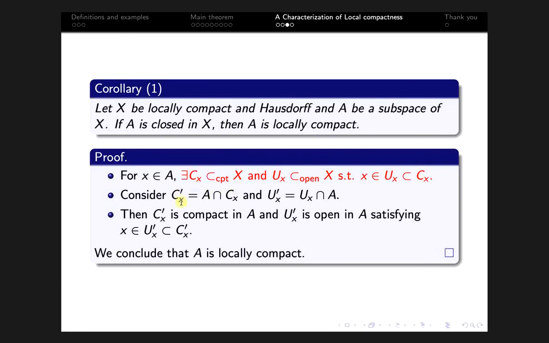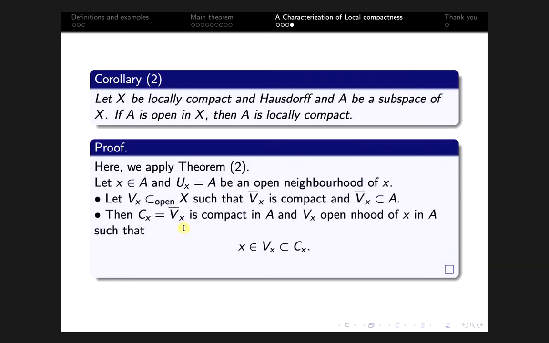Now we define Cx prime equal to A intersection with Cx and Ux prime equal to Ux intersection with A. Then Ux prime is open in A, and Cx prime is compact in A, satisfying x belongs to Ux prime and Ux prime is contained in Cx prime, and this implies A is locally compact. Therefore we have corollary 1, and here we have the second corollary.